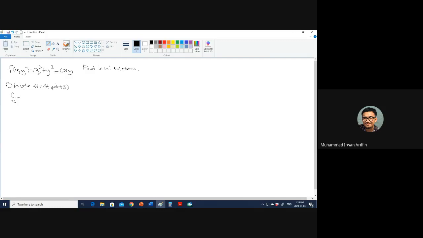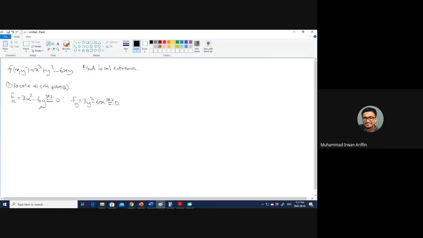f sub x equals 3x squared, there is no x in the second term so 0, and then we have minus 6y. Set this equal to 0, and do the same for f sub y equals 3y squared minus 6x, and set this equal to 0. We need to solve this simultaneously, because we have x and y, two unknowns, and two equations. So use simple algebraic manipulations.